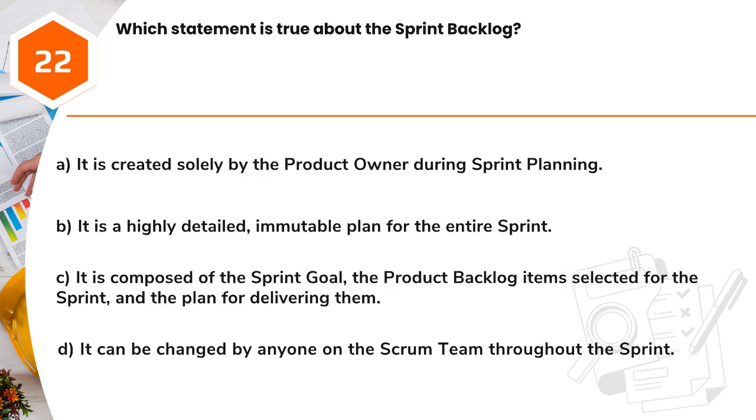Question 22. Which statement is true about the sprint backlog? A. It is created solely by the product owner during sprint planning. B. It is a highly detailed, immutable plan for the entire sprint. C. It is composed of the sprint goal, the product backlog items selected for the sprint, and the plan for delivering them. D. It can be changed by anyone on the Scrum team throughout the sprint.